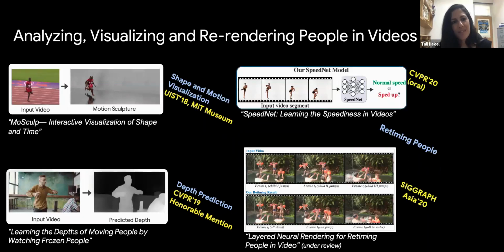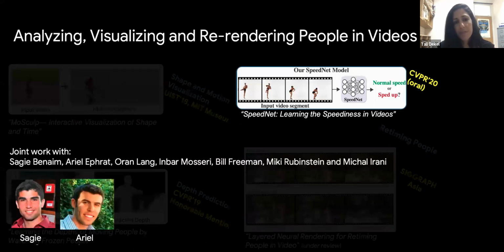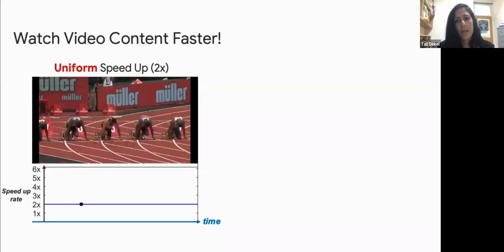So for the rest of this talk, I'm going to talk about two more recent works, SpeedNet and layered neural rendering. And it's a lot of content, so I apologize in advance if I refer you to the paper for some technical details. So I'm going to start with SpeedNet, and the motivation for this work is watching video content faster. We are all watching more and more videos.